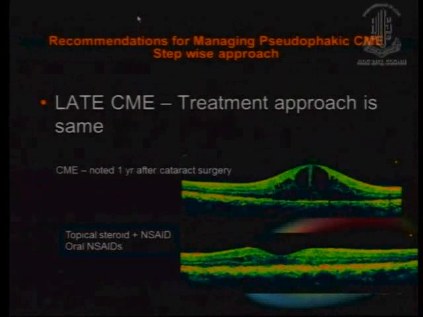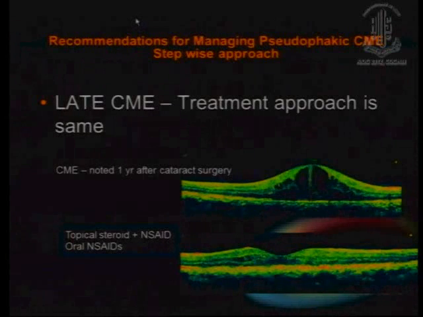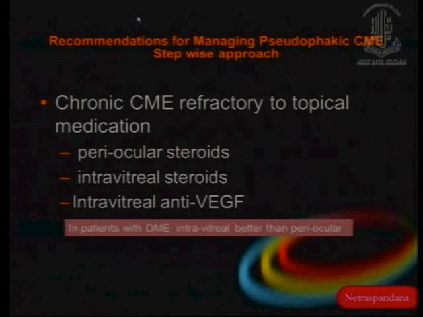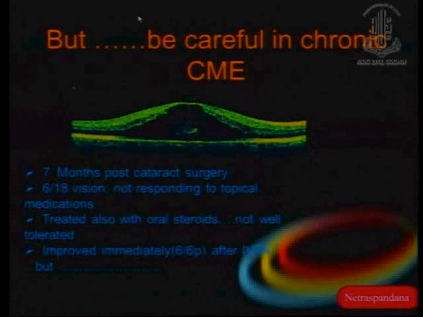Coming to the late CME, the treatment approach remains the same. This patient was noted to have CME 1 year after the cataract surgery. Along with topical steroids and NSAIDs, he settled down. Coming to the chronic CME, if it is refractory to the topical medication, one may have to use periocular steroids, intravitreal steroids, and anti-VEGF agents also have been tried. In patients with DME, intravitreal is said to be better than periocular steroid. But be careful in chronic CME.